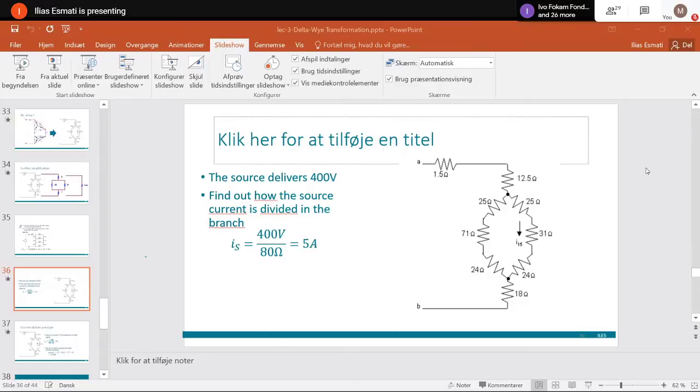It says it's called a triangle. It looks like a triangle, of course, but it looks also like a delta. You know the Greek symbol delta? Yeah, that's why it's called delta. But you can call it triangle.